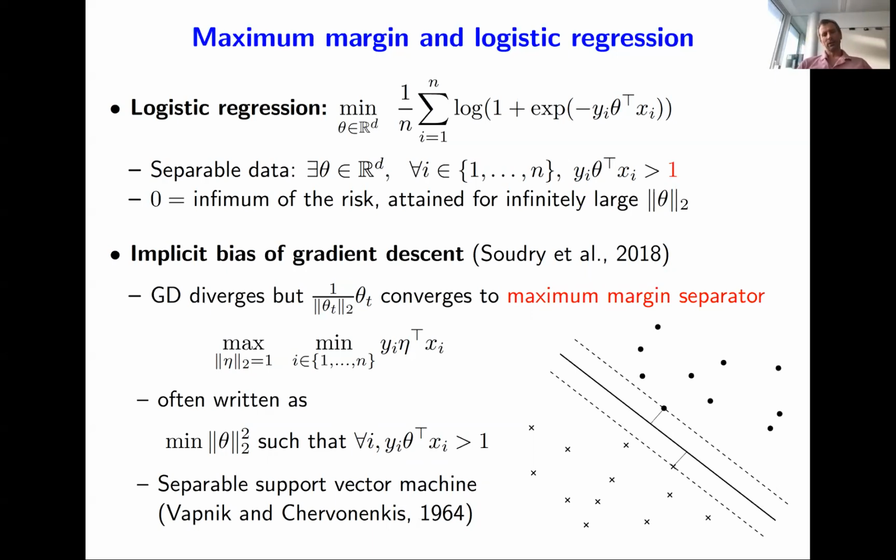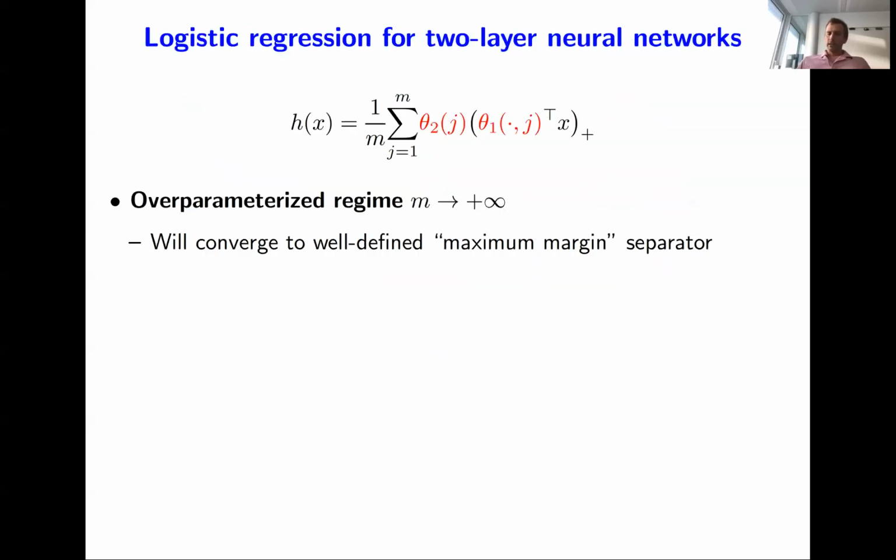What Soudry has shown is that if you do logistic regression on separable data with gradient descent, you converge to the maximum margin separator, or the direction of the maximum margin separator. Right, let's see what it does for us.